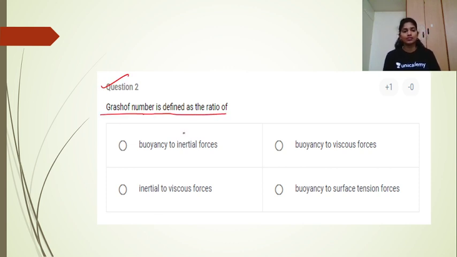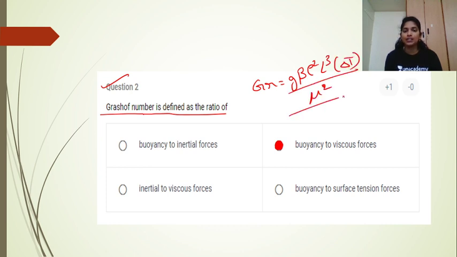This is a very basic question. What is the Grashof number? It is defined as the ratio of buoyancy forces to viscous forces. So option 2 is the correct answer. And the Grashof number can be given by, what is the formula for the Grashof number? It is Gr is equal to g beta rho square L cube into delta T by mu square. So this is the Grashof number where g is the gravitational constant, and then the density, length of the pipe, temperature difference and viscosity. These are the terms that we have in the Grashof number.